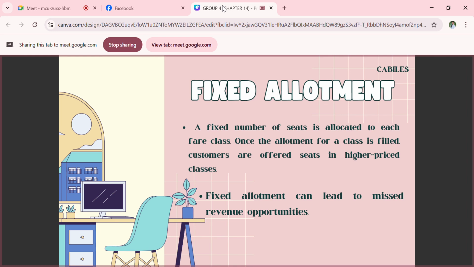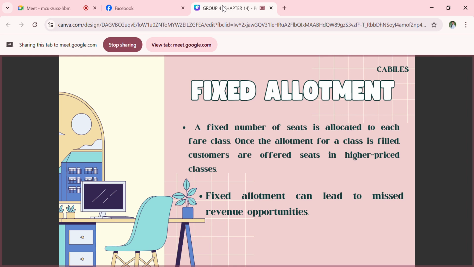So, fixed allotment can lead to missed revenue opportunities because if high fare customers arrive late and all the high fare seats are already booked, they may be forced to accept a lower fare seat, resulting in lost revenue.